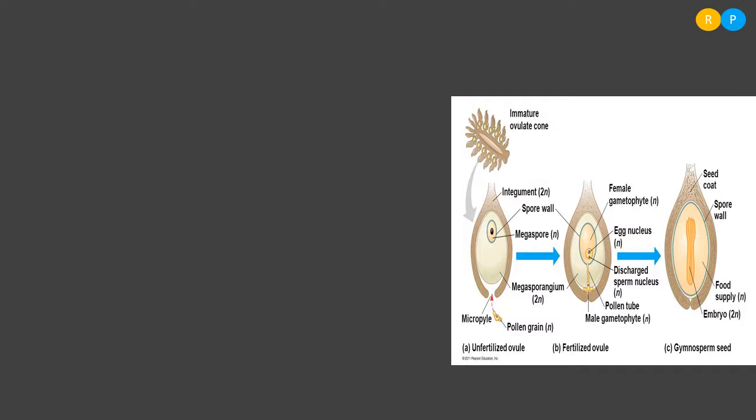Why does the pollen tube form? That tube carries the male gamete towards the female gamete. You can find that the female gamete is present towards the inner region of the ovule. The pollen grain needs to send the male gamete towards that particular region, so it needs a tubular structure in order to carry the male gamete. Understood, right? So the pollen tube carries the male gamete towards the female gamete.